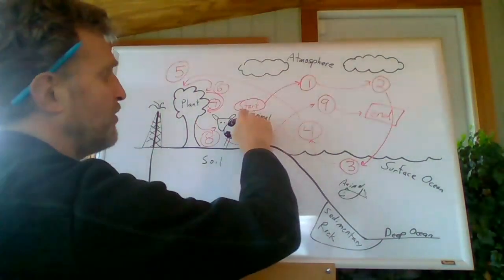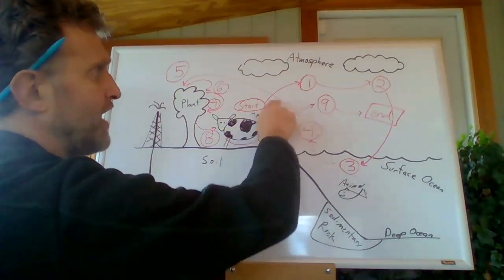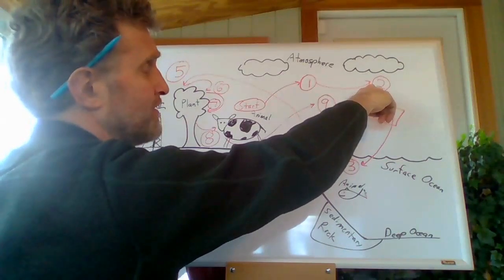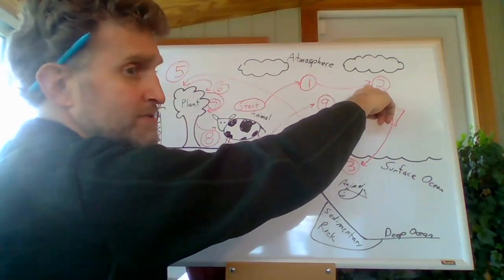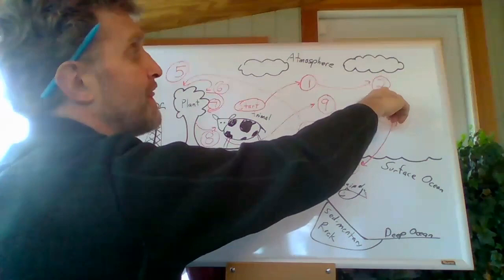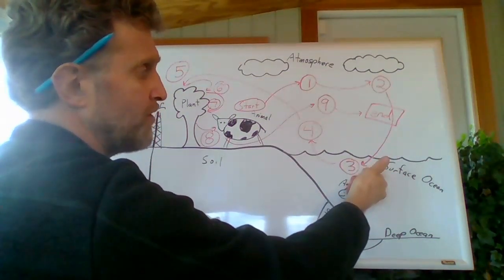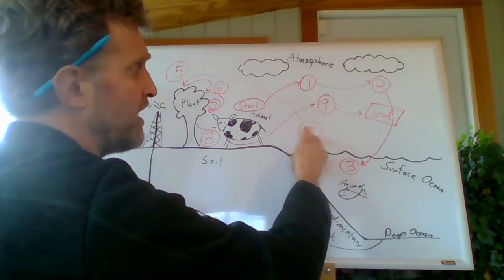If I start at the animal, I was breathed out into the air. I stayed in the air because there's lots of air, it goes all over, there's different layers of the atmosphere. Then it went into the surface ocean. It got absorbed into the water. Then it diffused out into the air.